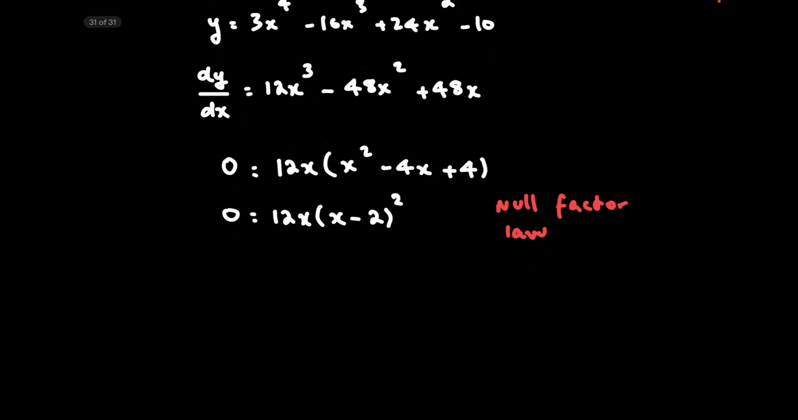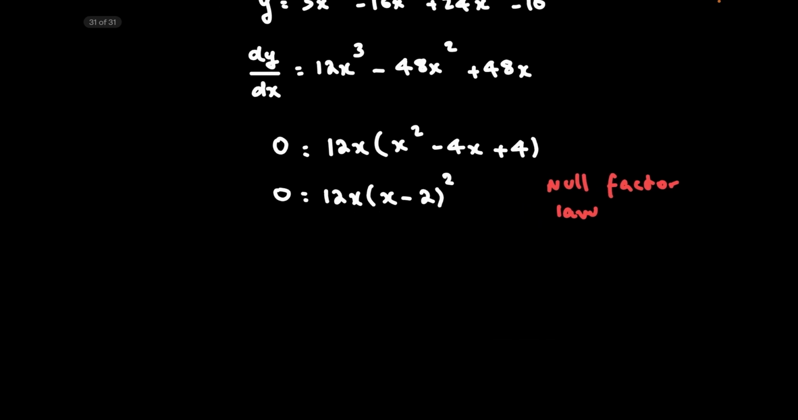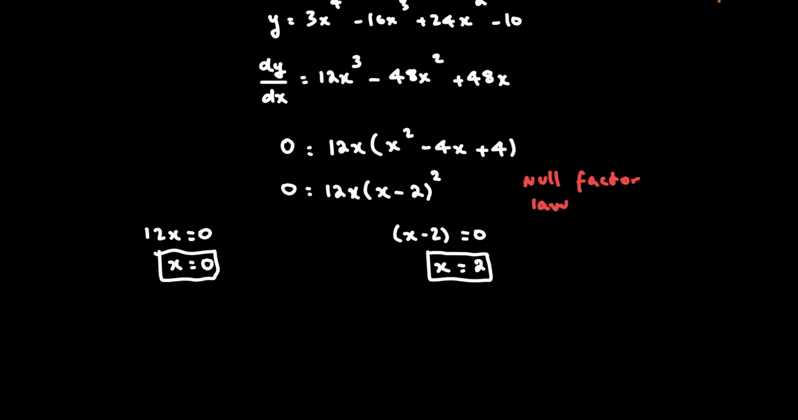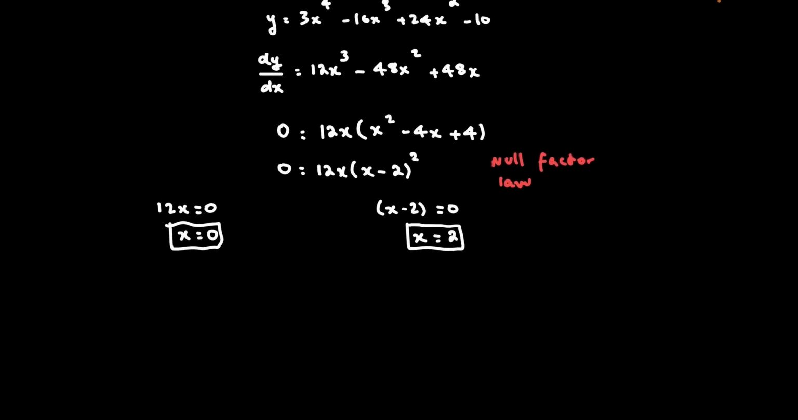So either 12x equals 0, in which case x is equal to 0, or we can say x take 2 is equal to 0, in which case x is simply equal to 2. So we have just worked out the x values for where our stationary points actually occur. Still not done, we need to work out the corresponding y values.